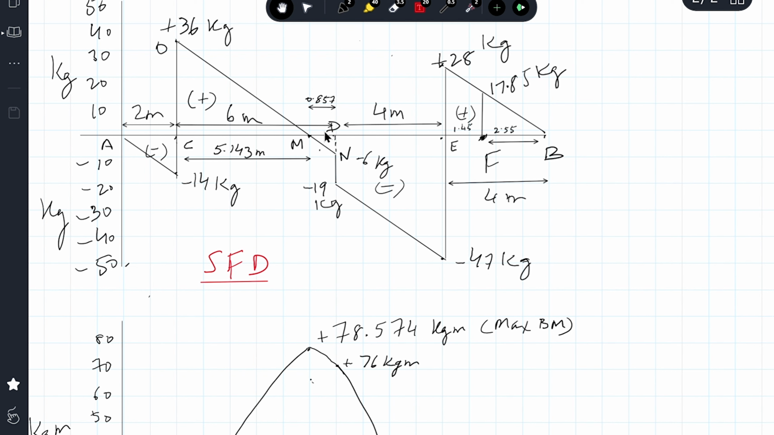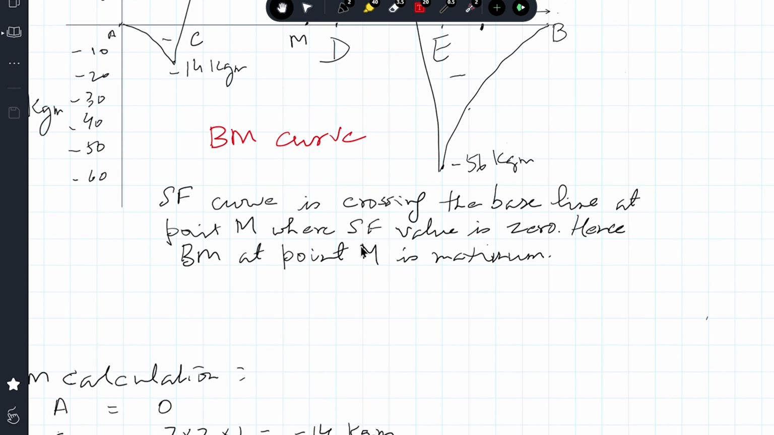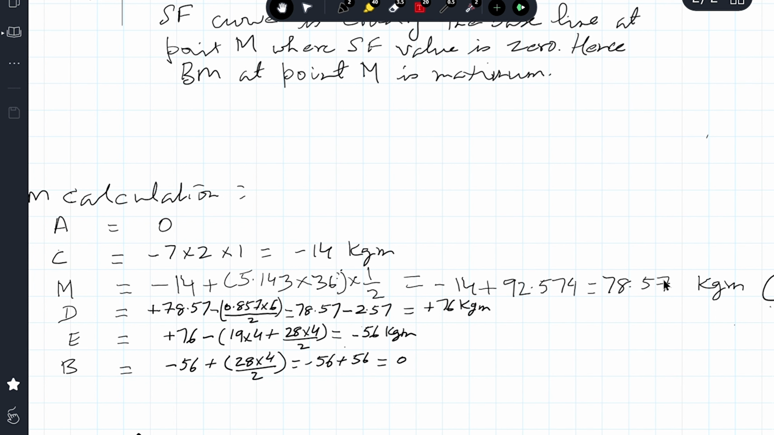Then at point D, I have bending moments up to point M now. I will subtract this small triangle MDN, because it's towards the minus side. I will subtract this to get the bending moment at point D. Area under the curve to the left of D. I already have the area under the curve up to M. I just have to subtract this small triangle MDN to get the BM at D. So BM at D will be, what was the BM at M? 78.57 carried forward is plus, and that small triangle is below the baseline, so it will be minus. The base is 0.857 and its height is 6 meter divided by 2. And we get that 78.57 minus 2.57 is equal to plus 76 kg meter.